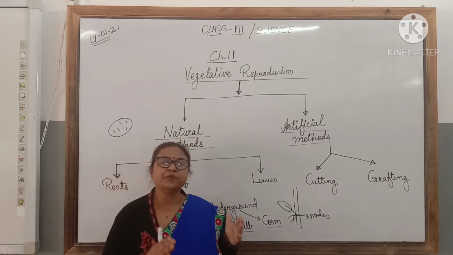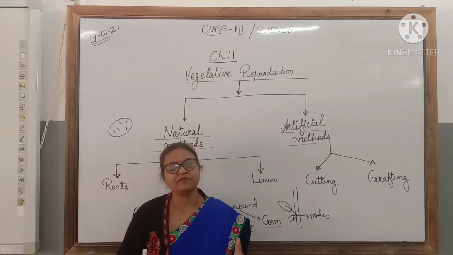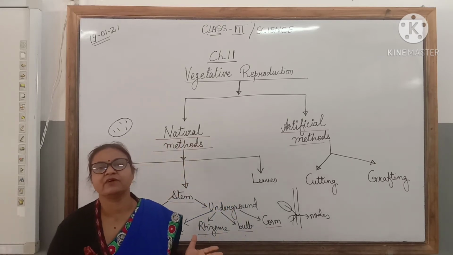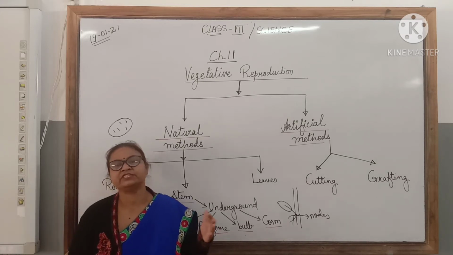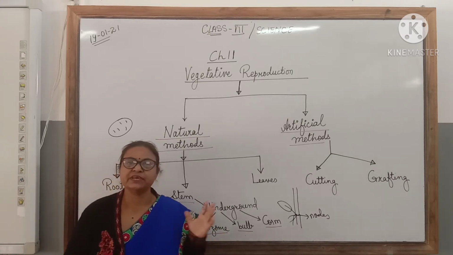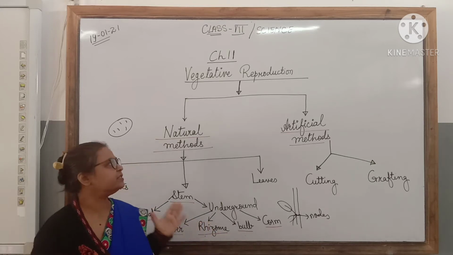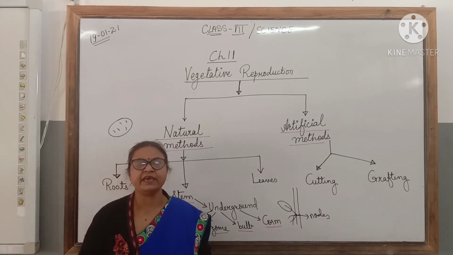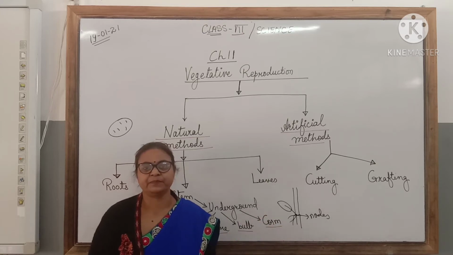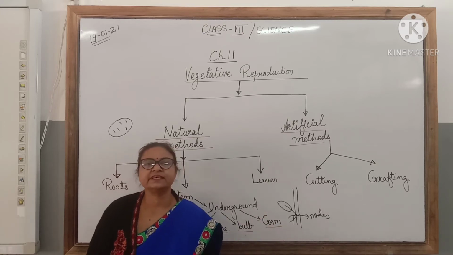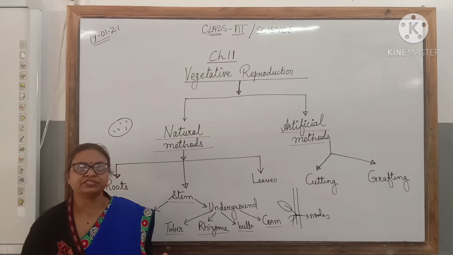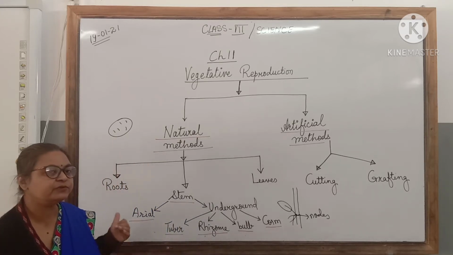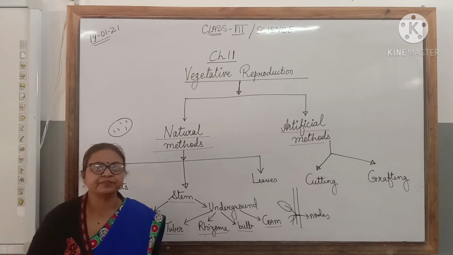If the reproduction occurs with the help of root, stem or leaf, then this kind of reproduction is called vegetative propagation or vegetative reproduction. So today we shall discuss about the vegetative propagation in plants, how it occurs naturally as well as artificially. First, let us discuss the natural methods of vegetative propagation. All three parts are involved in this: roots, stem and leaves.